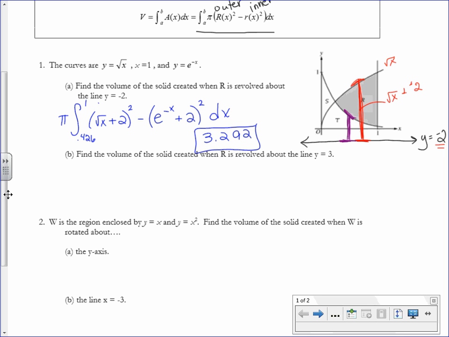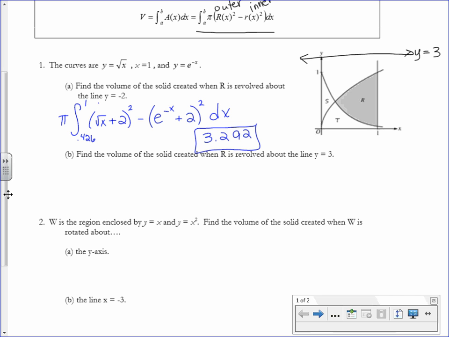All right, moving forward. Part B: find the volume of the solid created when R is revolved around y equals 3. Let me get rid of all this. y equals 3 is now above. Again, this is not drawn to scale, so let's say y equals 3 is up here. Now, when I spin it around y equals 3, my outer radius goes from 3 to e to the negative x.